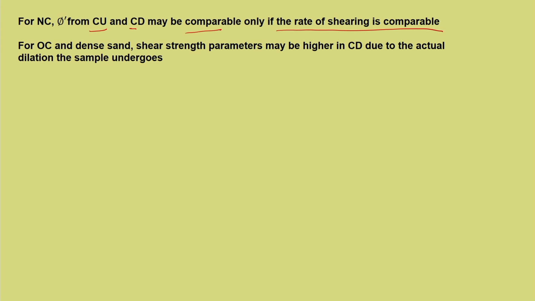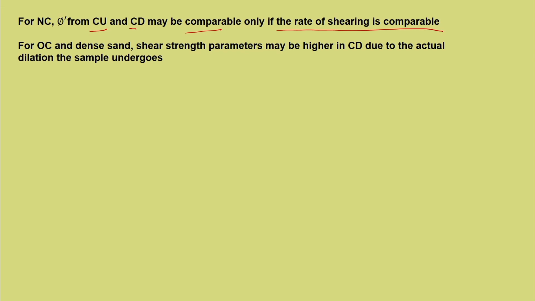Now, a comparison of the parameter which we obtain from CU and the parameter which we obtain from CD, if this needs to be comparable, then it is essential that the rate of shearing also has to be comparable. Again, this is not going to get fulfilled all the time. Now, if the rate of shearing is going to be that slow, CU test also will become slow. So, we need to basically understand there will be some deviation from reality. So, that is the whole purpose of telling here.